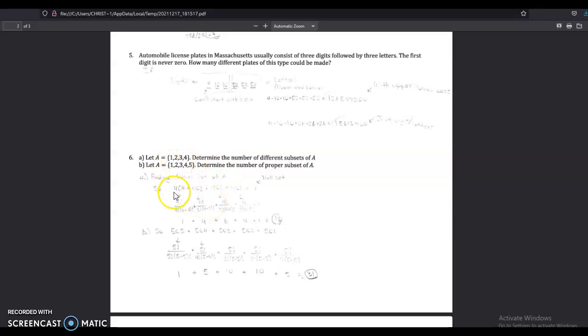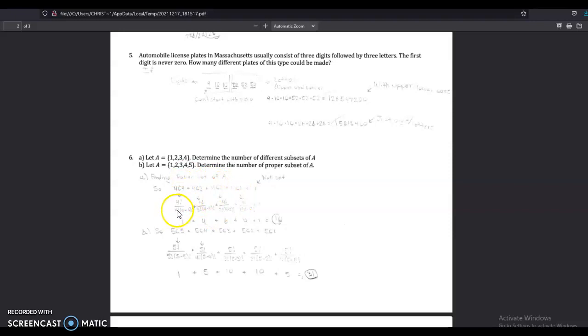So for the first one, you do 4C4. For the second one, you do 4C3, then 4C2, 4C1, and then 1 is equal to the null set. With a power set, it's dependent on the elements in the set. Basically this will yield 1, this will also yield 4, this will yield 6, this will yield 4, and this will yield 1, for a total of 16.